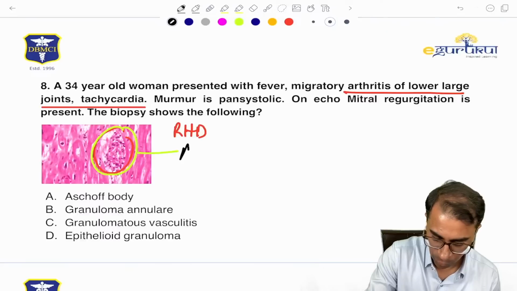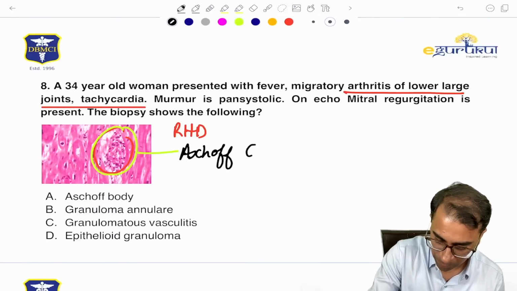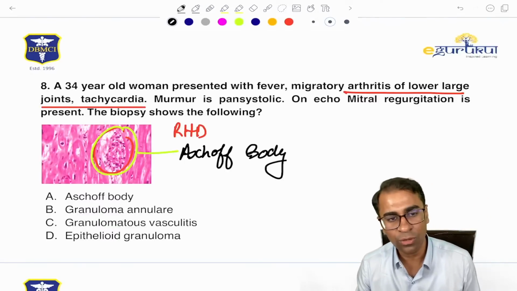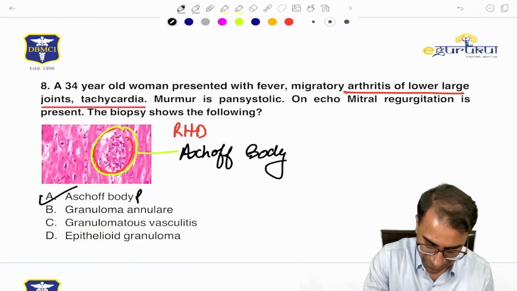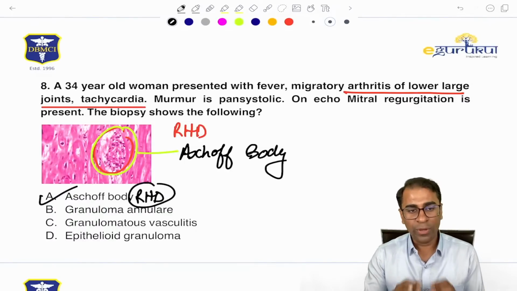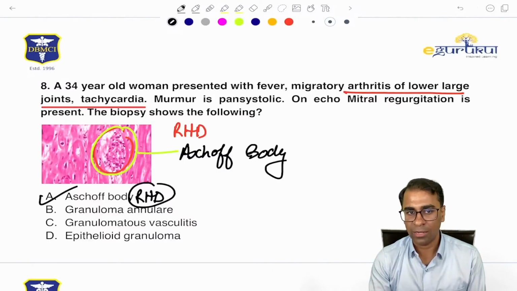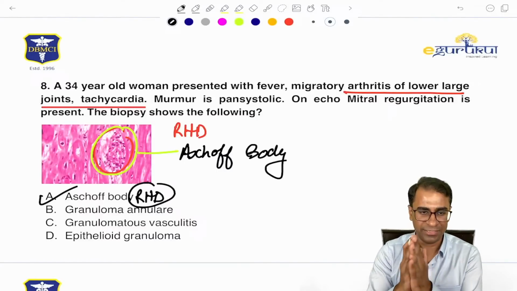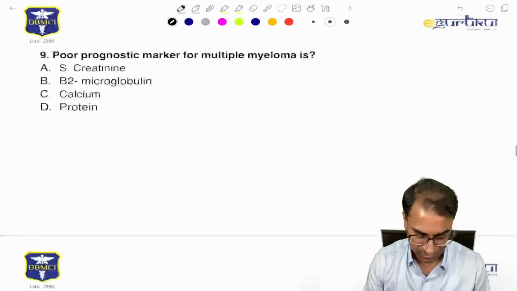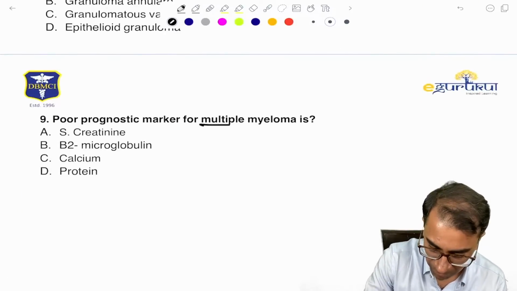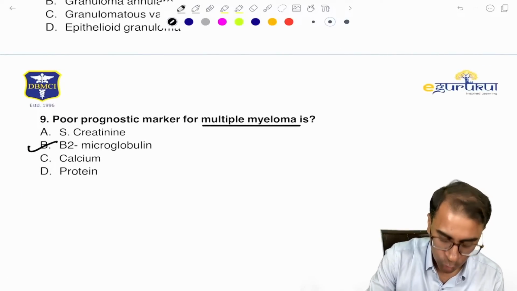It's Aschoff bodies, right? And Aschoff bodies are seen in what disease? Tell me. It's seen in rheumatic heart disease. So when you get this type of inflammatory cells inside a myocardium, it talks about rheumatic heart disease. Okay, rheumatic heart disease.